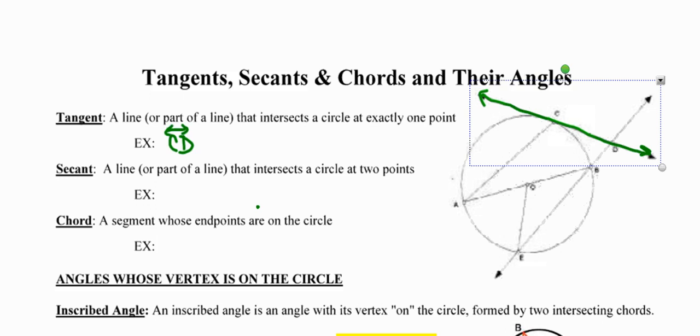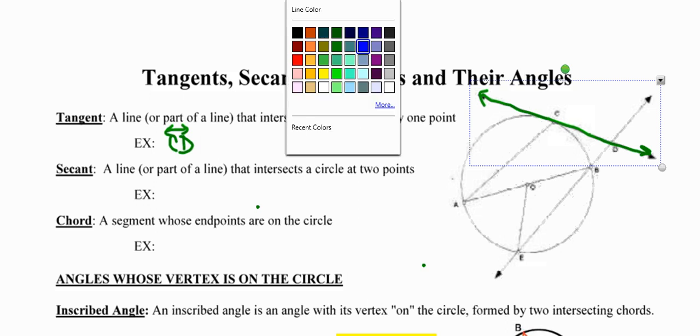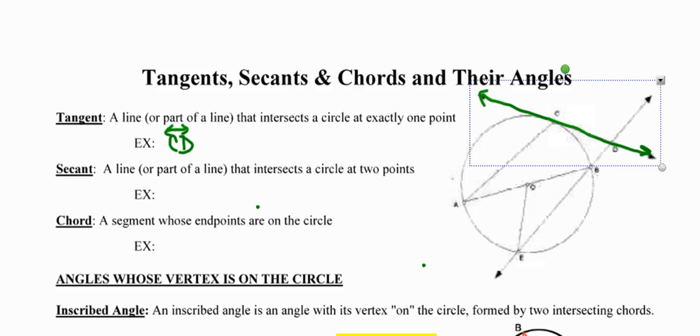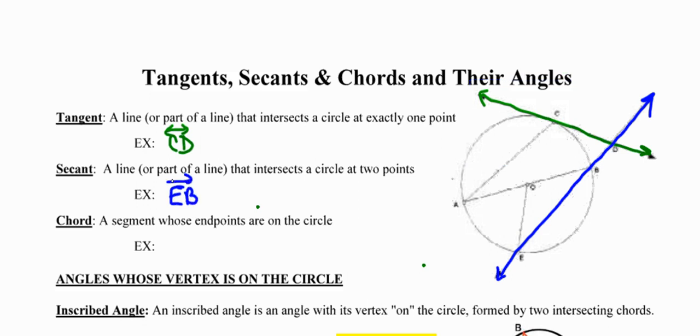A secant is a line or part of a line that intersects the circle at 2 points. So if I go back to the picture, I feel like there's more than one secant in the picture. But we're just going to say line EB is a secant. Why? Because line EB intersects the circle at 2 points.